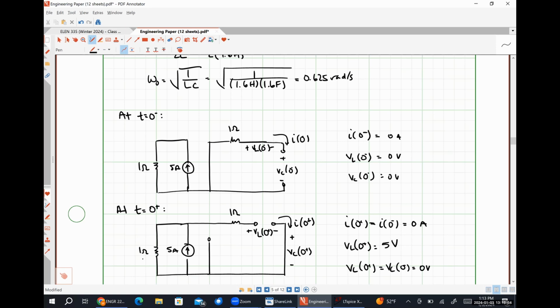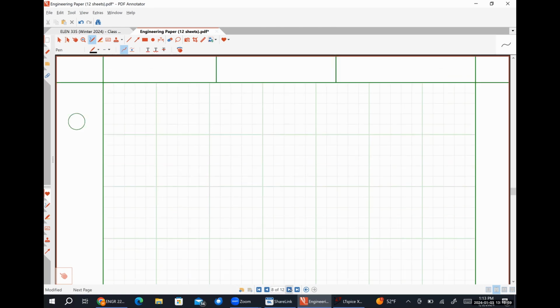Time for an underdamped circuit. All right, so for an underdamped circuit, we need omega naught to be greater than alpha. Do we want this to be a series RLC circuit or a parallel RLC circuit? Because at this point, it doesn't matter. Parallel, okay. So for a parallel RLC circuit, we know that alpha is 1 over twice RC, and omega naught is the square root of 1 over LC. For underdamped, omega naught needs to be greater than alpha.